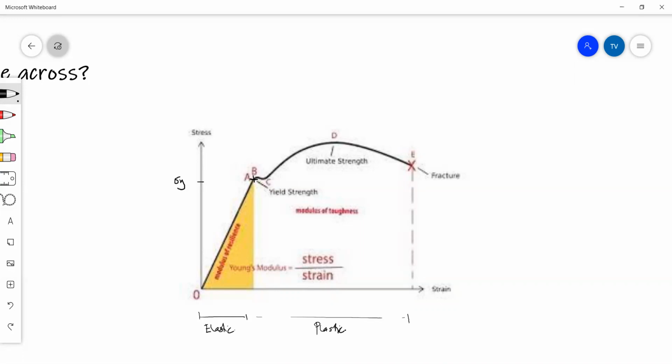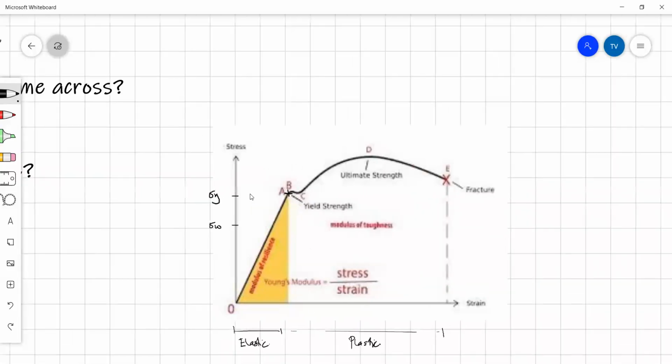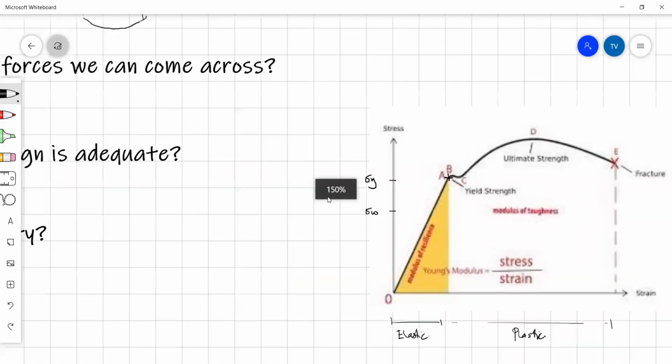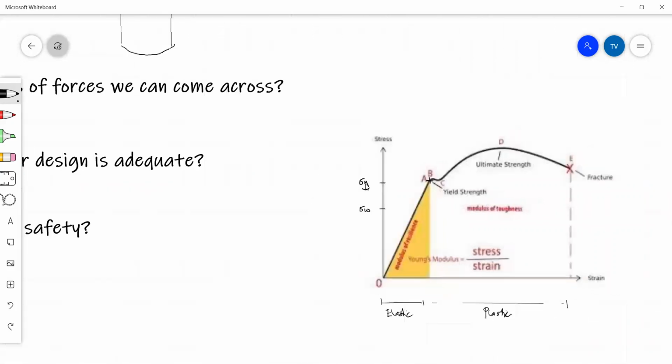So that limit is called the yield stress. And we design most of our components to that yield stress. So our working stress, or the stresses that we are going to try and determine when the part is in use, should always try and be less than the yield stress. And that is how we know if we have designed something adequately, if the stresses induced by its function are less than the yield stress of the material.